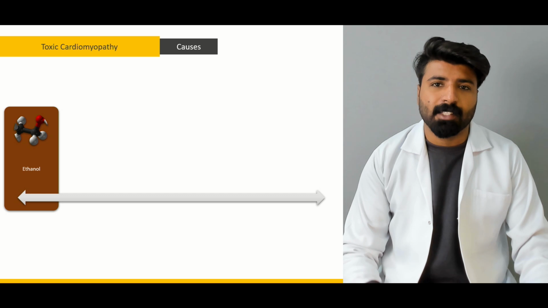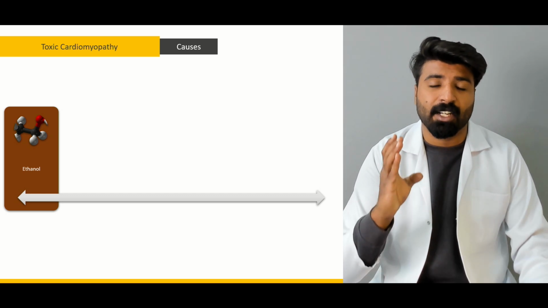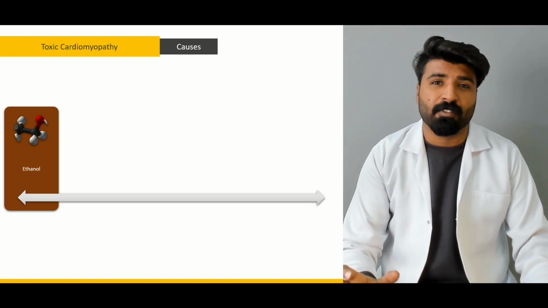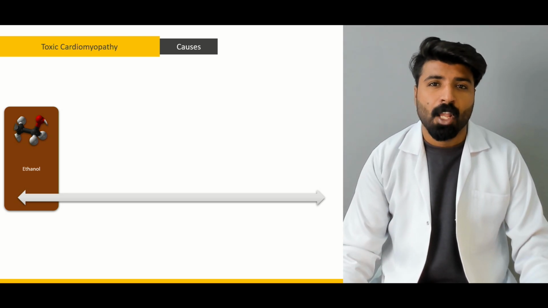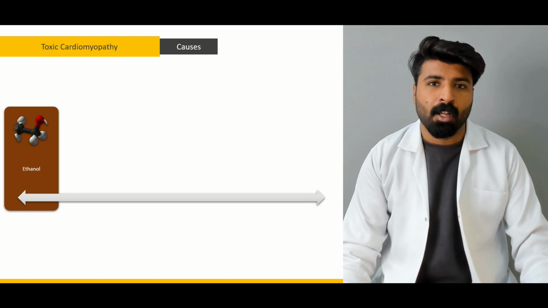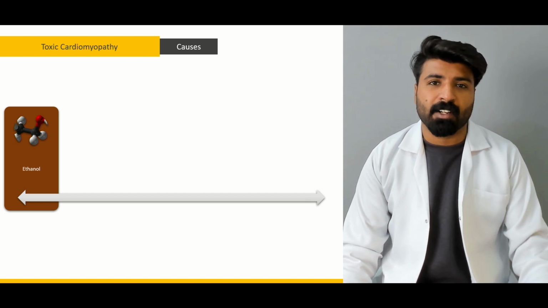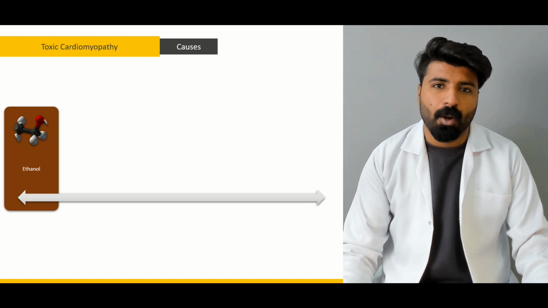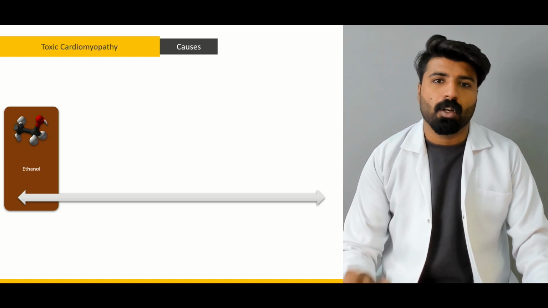So ethanol causes negative inotropic effects, plus it causes necrosis of the myocardium. When necrosis of the myocardium is happening and there is a negative inotropic effect, it will lead to dilated cardiomyopathy. It will lead to toxic cardiomyopathy.